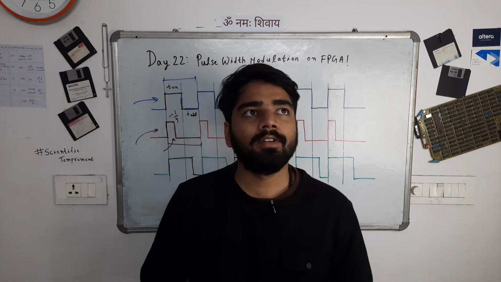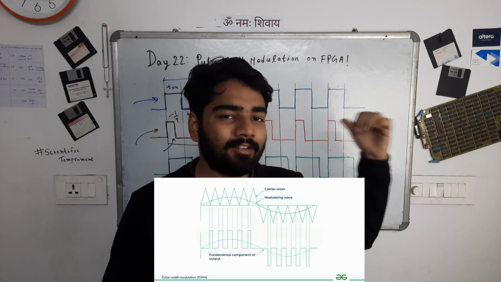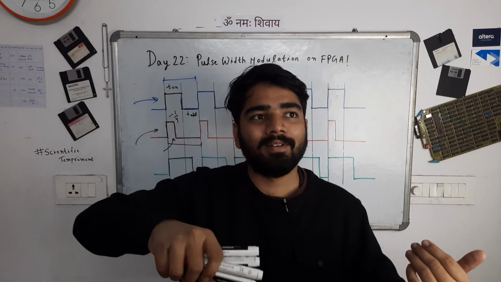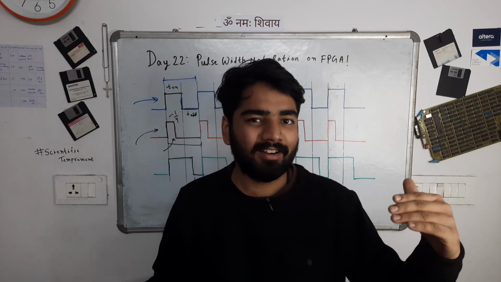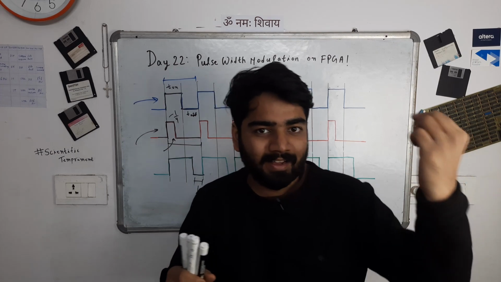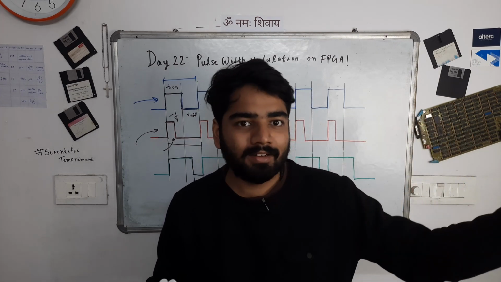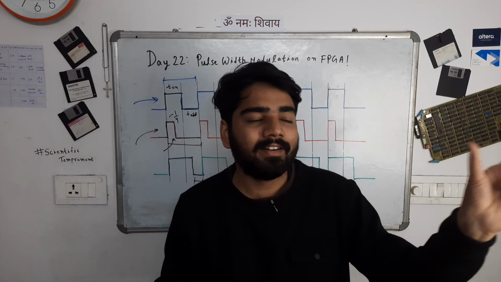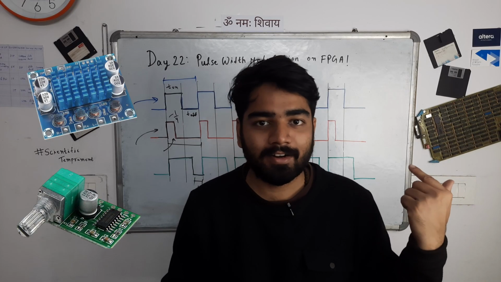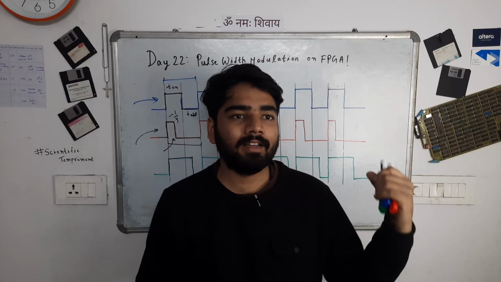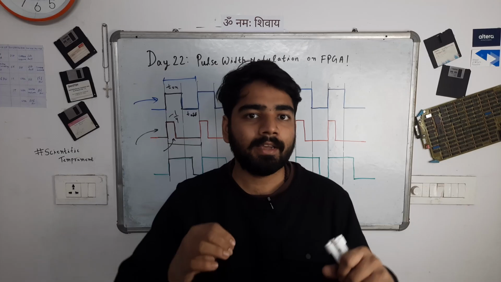Many people can even transform an analog signal into this PWM signal, and on the receiving side have an envelope detector kind of circuit, which will track the PWM signal and give them the analog signal back. Many of the audio amplifiers do that kind of thing. In today's video we will be understanding how we generate this using our FPGA, and we'll be controlling an LED with it.